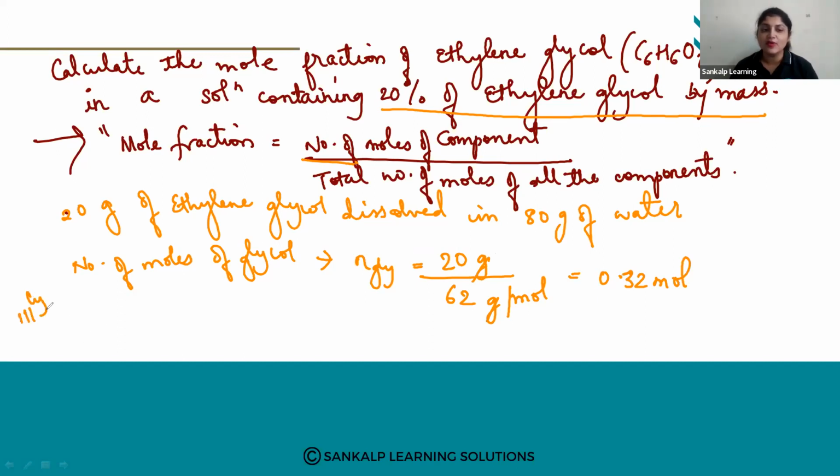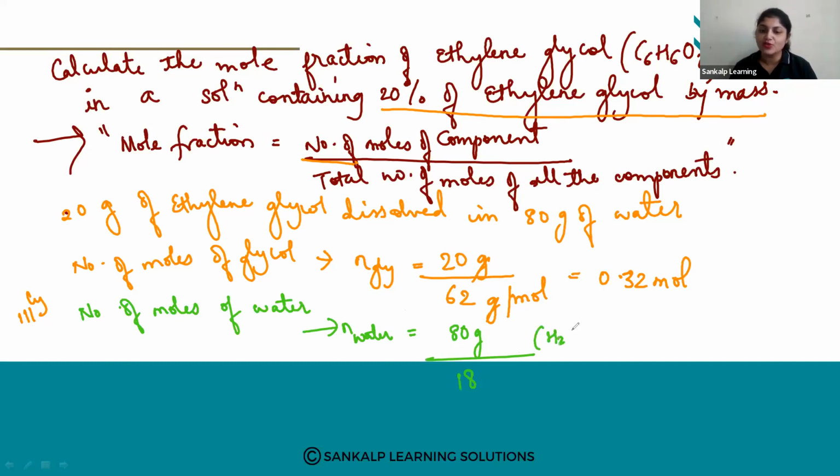Similarly, this is for glycol, which is the solute. Now you have to calculate for the solvent. Number of moles of which is the solvent? Water. So number of moles of water. How do you calculate? N water is equal to 80 grams, since out of 100, 20% is ethylene glycol, divided by the molar mass of water. Molar mass of water is 18, right?